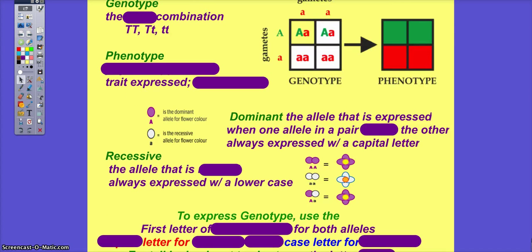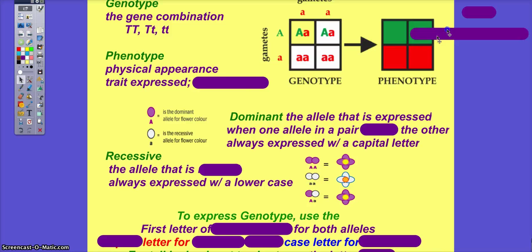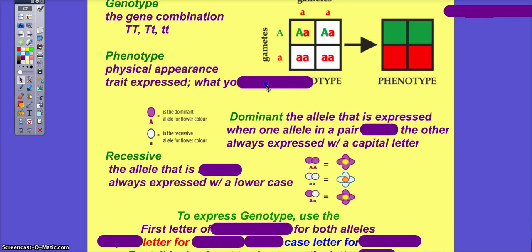So genotype is basically what? What do these letters represent? Alleles. So it's an allele combination or a gene combination. That's all it is. Think of the word gene. You're going to look at genes, and genes are expressed as alleles. Phenotype means what? Things that show. Physical characteristics or your physical appearance. It's what you see or what is expressed because of your genetic makeup.